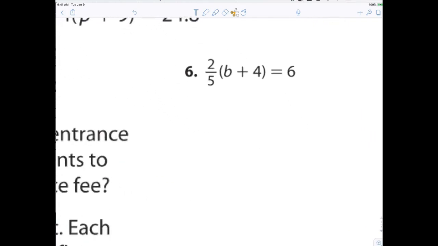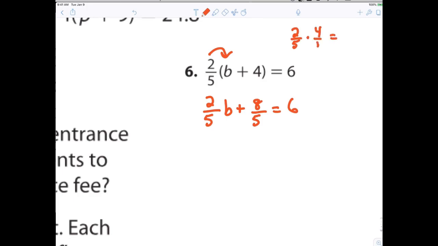So if I were to distribute, it would be 2/5. That's correct. And then plus 10? No. It would be 8 over 5. Now, how did I get 8 over 5? 2 times 4. Yes, right? So I'm going to come off to the side here and just review with everybody. 2/5 times 4 over 1. Does everybody agree with that now? See how that's 8 over 5?